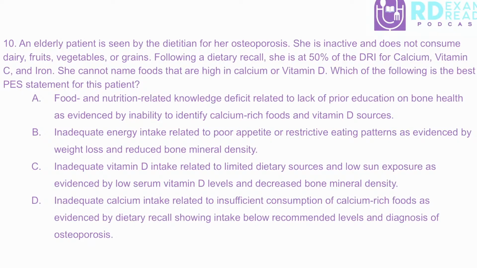An elderly patient is seen by the dietitian for her osteoporosis. She is inactive and does not consume dairy, fruits, vegetables, or grains. Following a dietary recall, she is at 50% of the DRI for calcium, vitamin C, and iron. She cannot name foods that are high in calcium or vitamin D. Which of the following is the best PES statement for this patient? A nice little diagnostic question for us. A, B, C, or D?